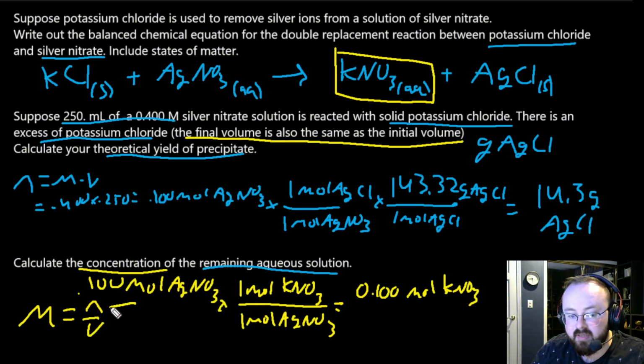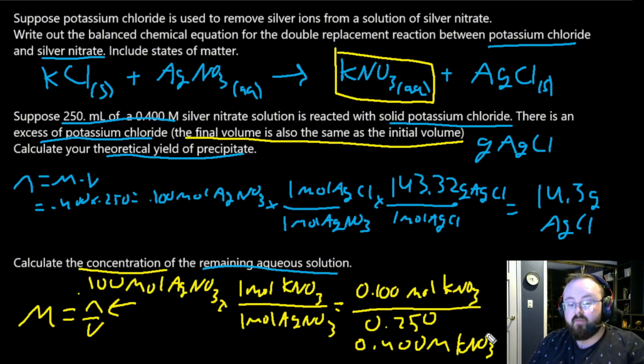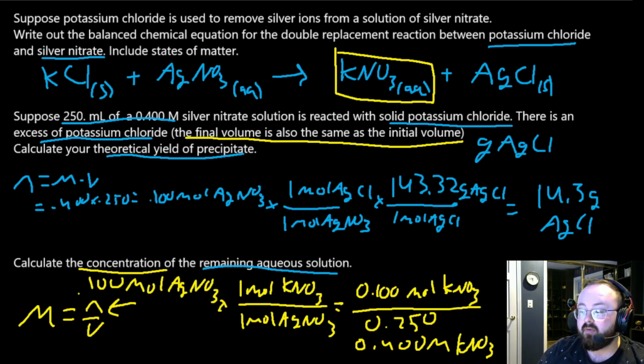So I need to find n, the moles of KNO3, which I just found. My volume stays the same, which is 0.250. And I end up with the same exact answer. I have 0.4 molar KNO3. Alright? Same exact answer. So let's summarize this video in one final understanding.